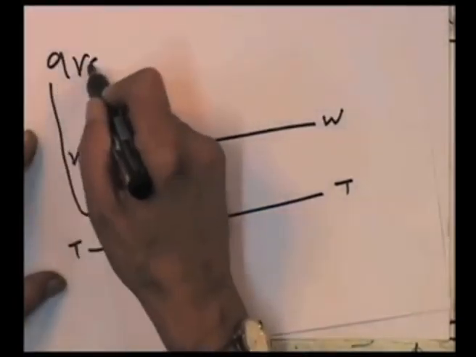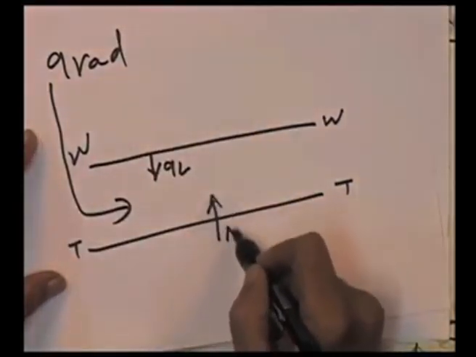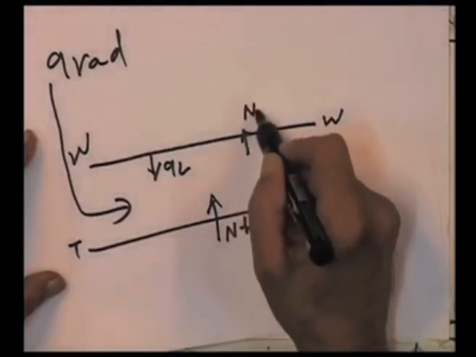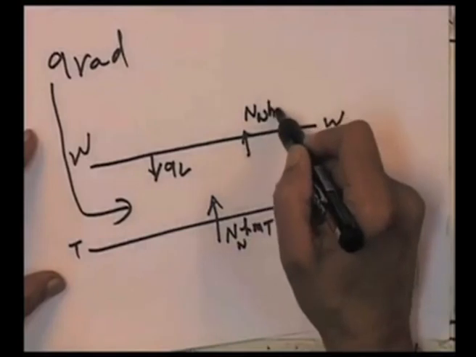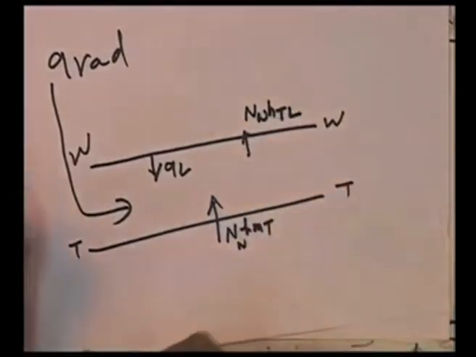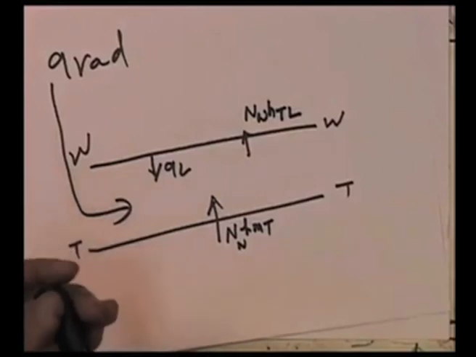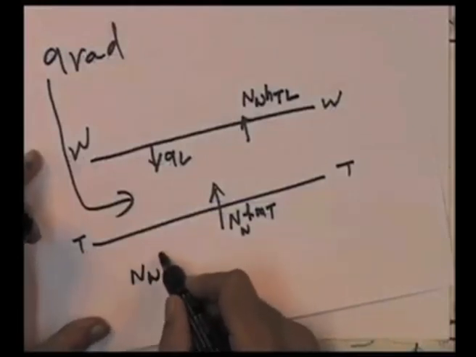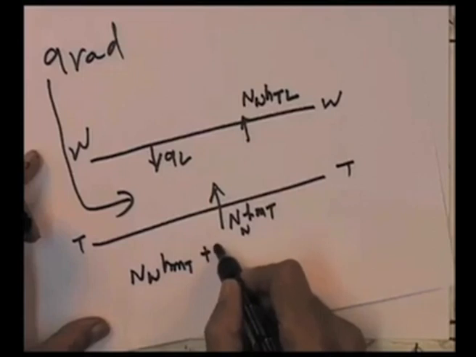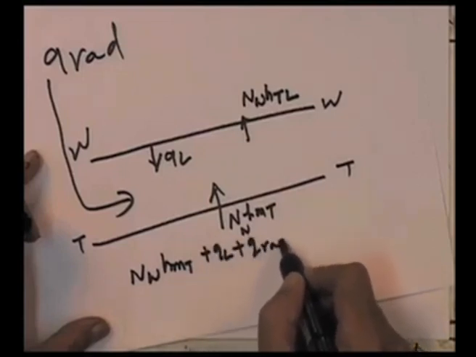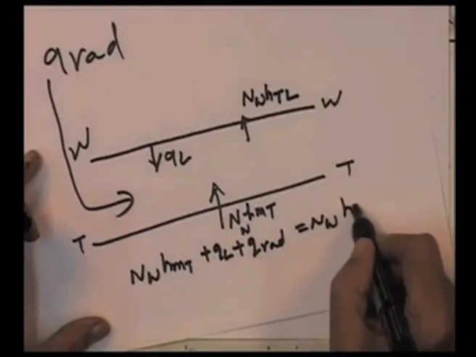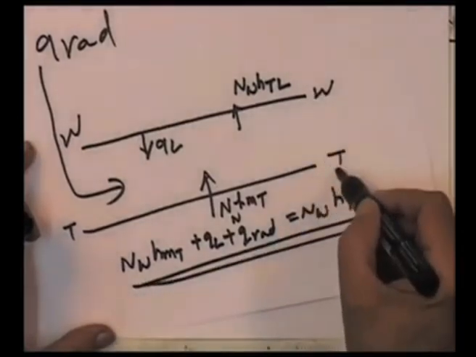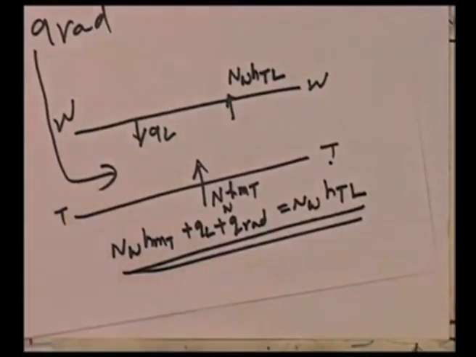Q rad is so, this is N times Hmt, and here you have Nw times Htl. So, I would get essentially Nw Hmt plus QL plus Qrad equal to Nw Htl. This would be the energy balance between W and T surfaces in the presence of radiation.